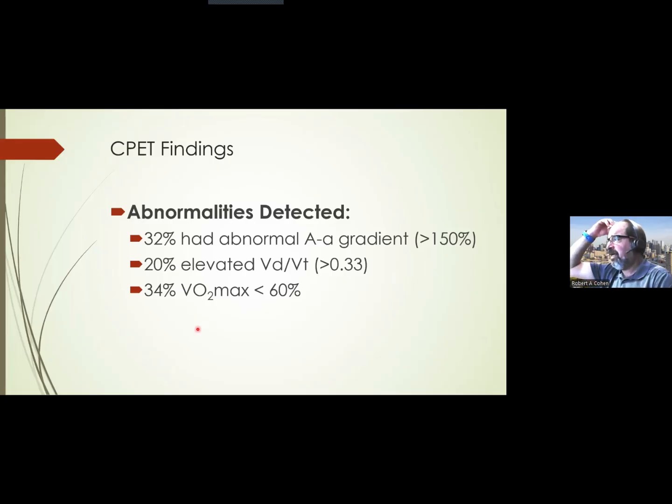32%, so a third of them had abnormal gas exchange in that respect. 20% of them had an elevated dead space, which means that more than 1/3 of your tidal volume was dead space. And that's a measure that we get at peak exercise. These are all peak exercise measures because that's the measurement that we want to use to compare and evaluate whether or not you can do heavy labor. What is your gas exchange like when you're working hard? What is your dead space like when you're working really hard? And what is your maximum work capacity? And 34%, about a third, had a VO2 max that was less than 60% of reference.